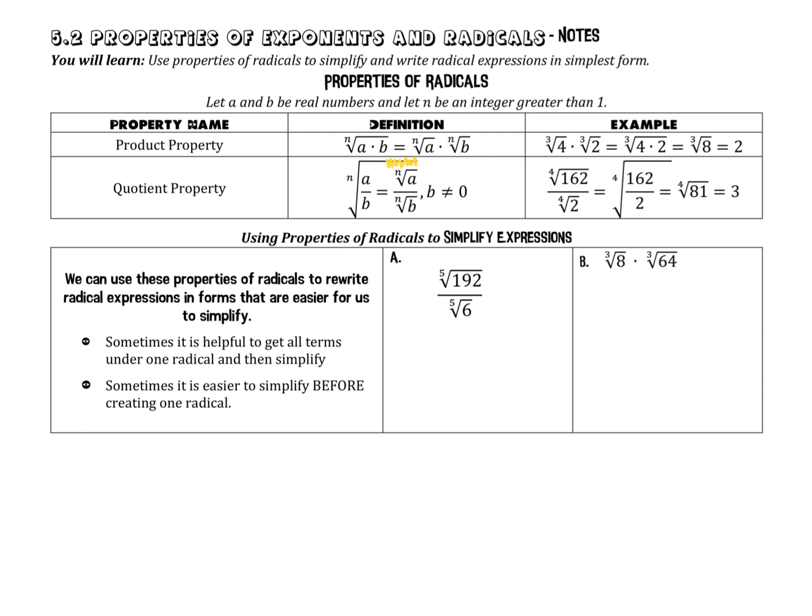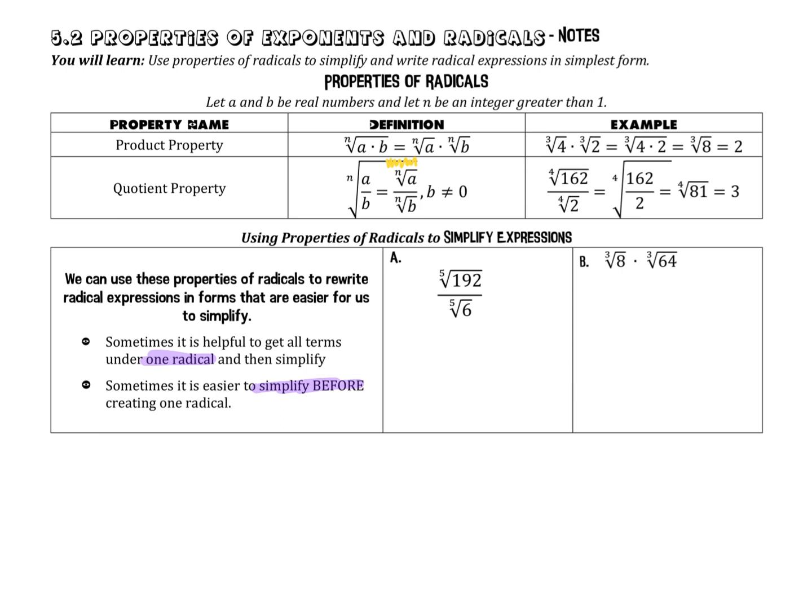Some things to remember and to keep in mind. Sometimes it's helpful for us to rewrite them in different forms or to use different properties to make our lives a little bit easier. Sometimes it's helpful to have one radical and then simplify. Sometimes it's easier to simplify and then create one radical. So let's look at these first two examples.